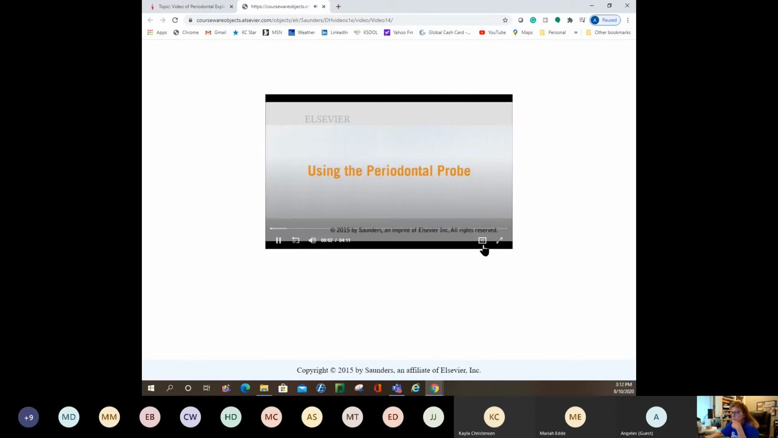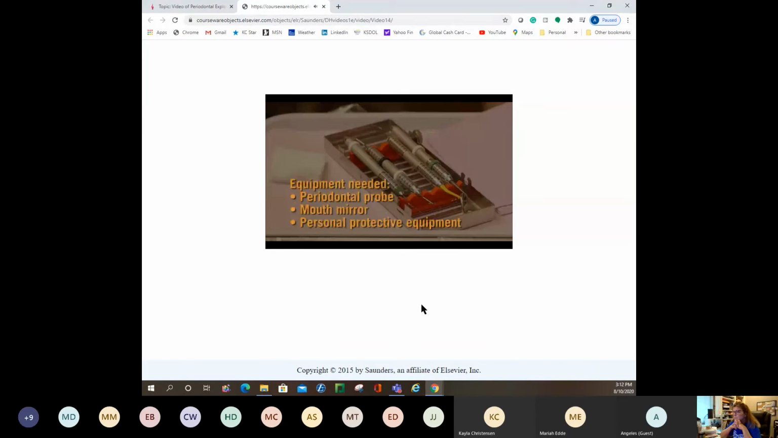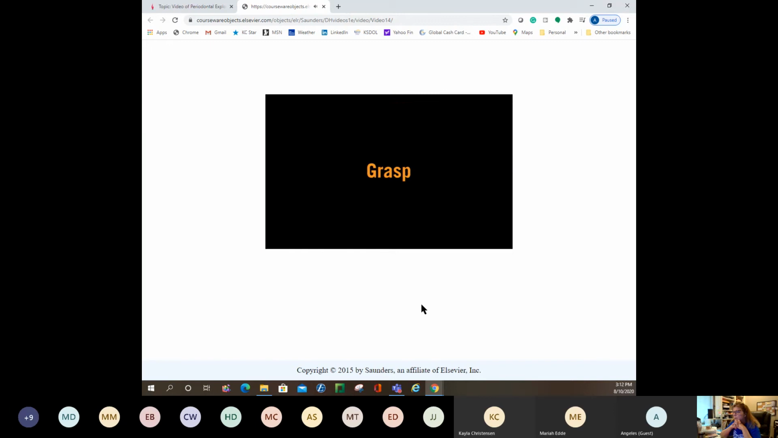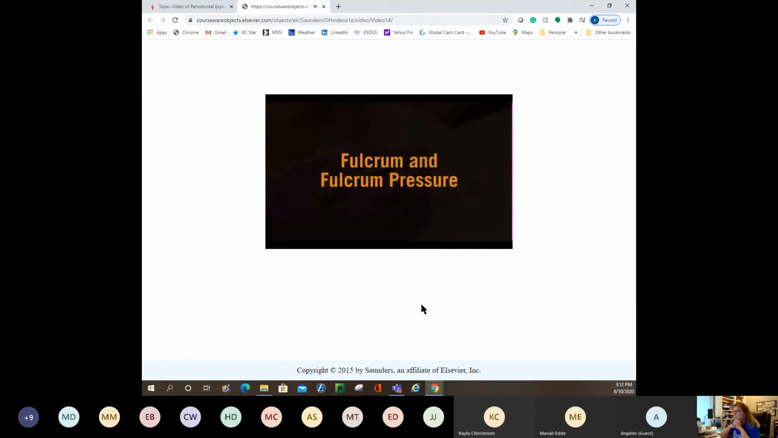Using the periodontal probe. The periodontal probe is a slender, tapered, blunt instrument with millimeter markings. It is used to measure probing depth, attachment levels, gingival attachment and recession, furcation, bleeding on probing, and more. The equipment needed for this procedure is as follows: periodontal probe, mouth mirror, and personal protective equipment. Begin with the patient in supine positioning. Grasp. Use a light modified pen grasp to allow you to carefully insert and walk the tip of the instrument along the junctional epithelium with minimal patient discomfort.